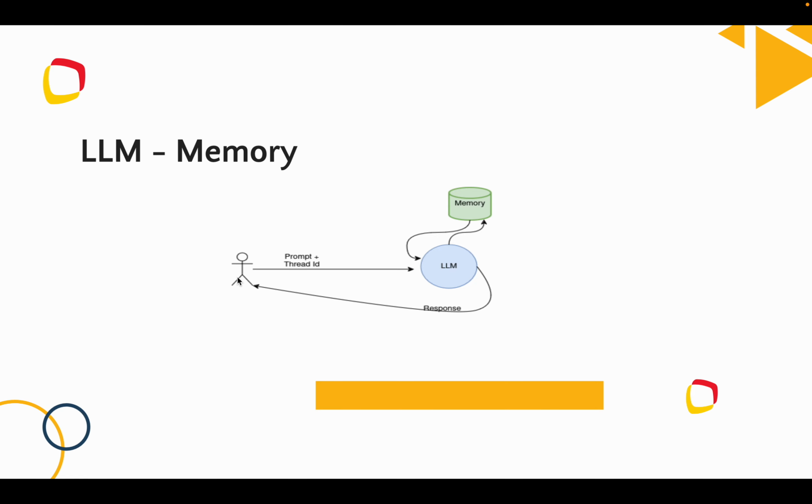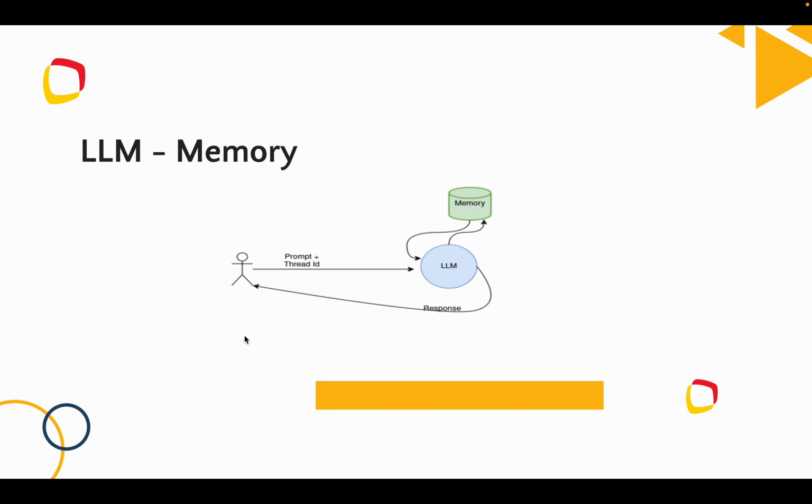So whenever a question comes from a user with the same thread ID, the LLM model will check whether any conversation with this thread ID exists in the memory. If it exists, it will use that as context or history, and based on that, it will respond to the user. Here we are actually using a checkpoint, and we are using LangGraph also. We'll discuss more about that, and we can do a practical also with respect to this.